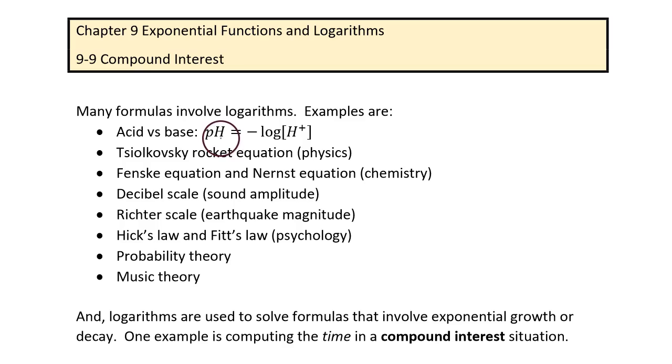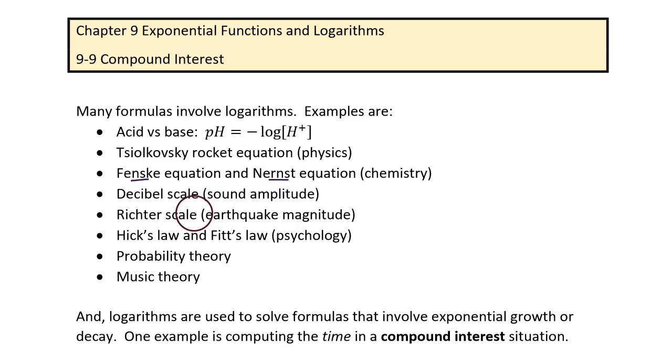The numbers on the pH scale are generated from this math formula here, which involves finding the logarithm of the concentration of hydrogen ions in a solution. One situation in physics that involves logarithms is the Tsiolkovsky rocket equation. There are other situations in chemistry that involve logarithmic equations. One is named after a scientist named Fensky, and another named after the scientist Nernst.